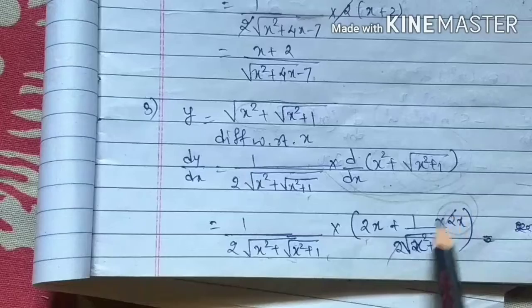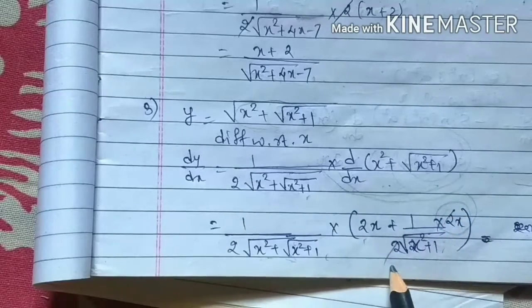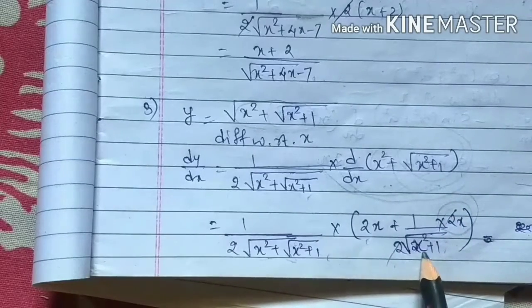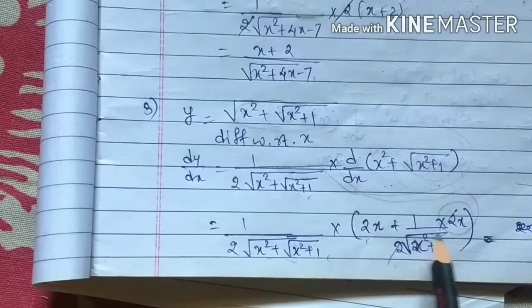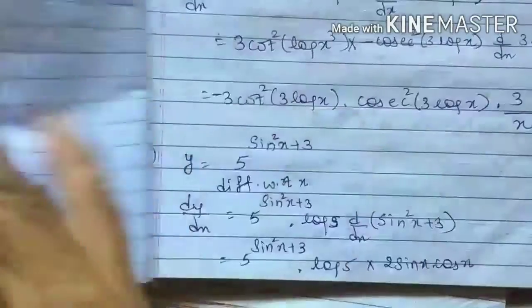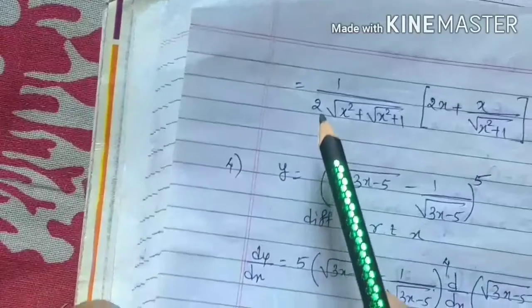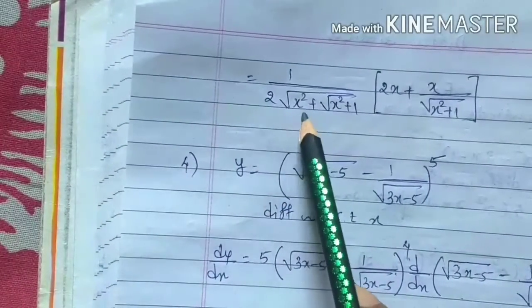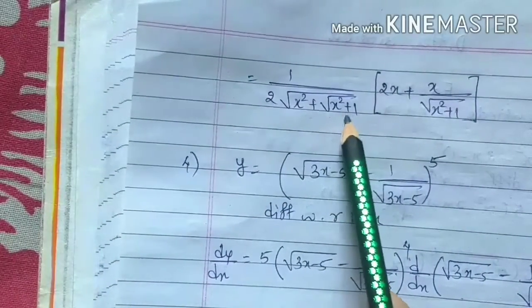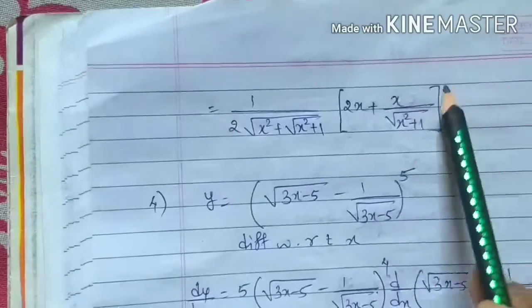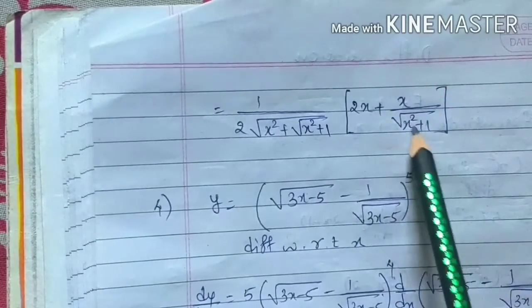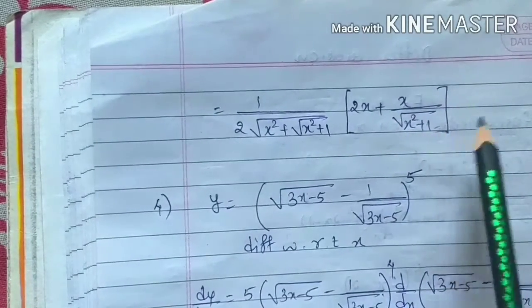I have done it directly, 2 will get cancelled, right? So we can keep it as it is or simplify in the bracket. You will get 1 upon 2 square root of x square plus square root of x square plus 1, in the bracket 2x plus x upon square root of x square plus 1.